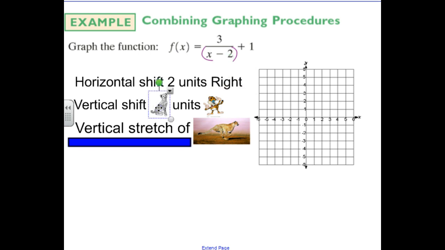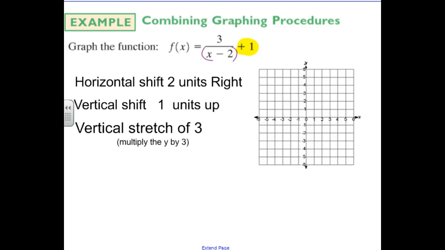This is going to have a vertical shift of what? Well, it's vertically shifting, looks like up 1 unit. So I would say it's vertically shifting 1, and it's going up 1 unit. And the vertical stretch is 3. That comes from the numerator because it's out front. And then you could graph that.